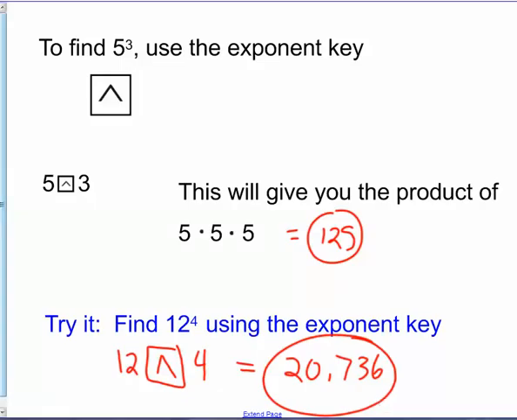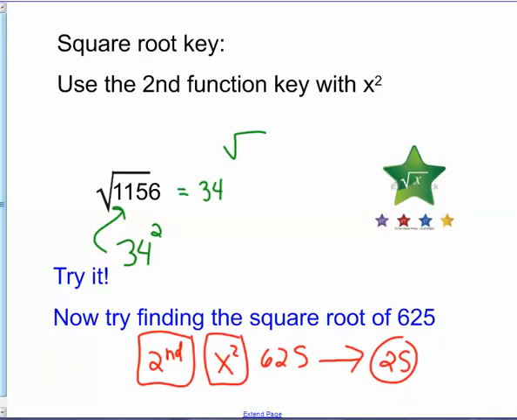20,736. And then the square root key, we use the second function, the blue key, with the x squared. If you look above the x squared key in blue, it says the square root, and the second function key is the same color. It's blue, this is blue.